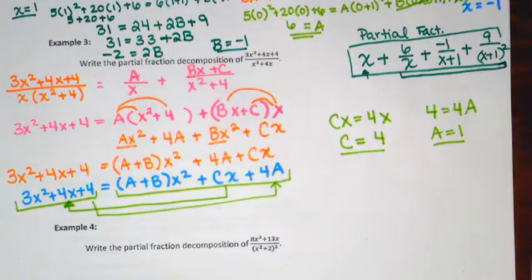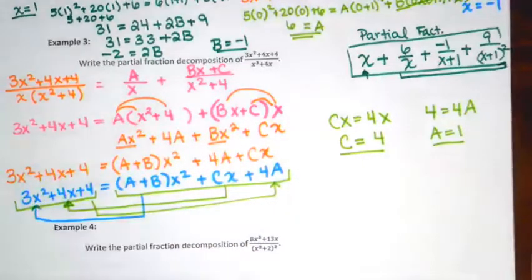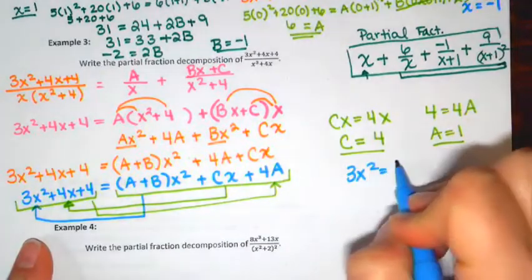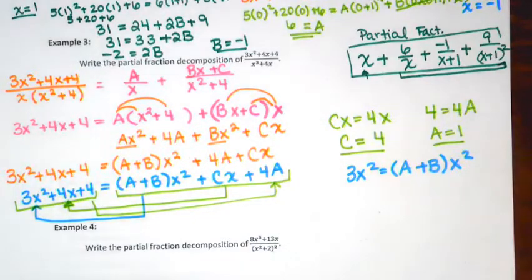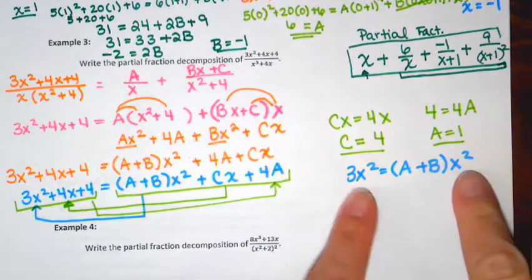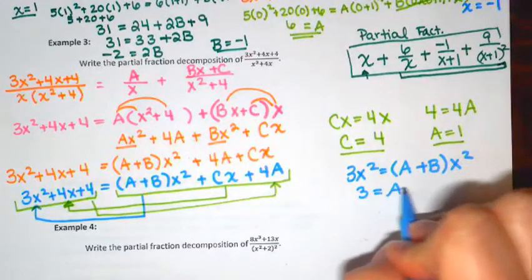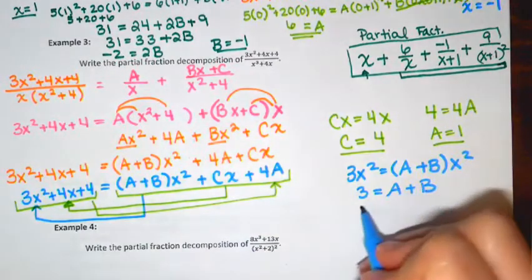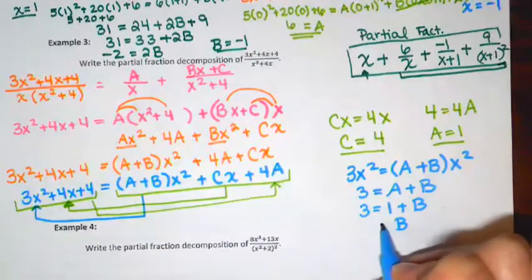Do you think we can find what b is? Yeah, because we know that this 3x squared should equal this a plus b times x squared, right? Well, what happens to these x squareds when you divide them? They cancel out. So we get 3 equals a plus b. But what is a? 1. So b would equal 2.